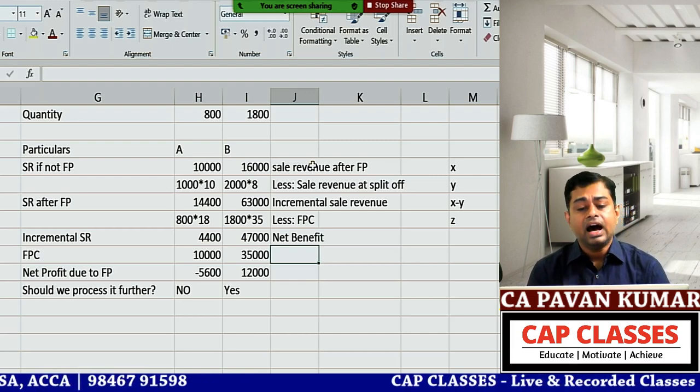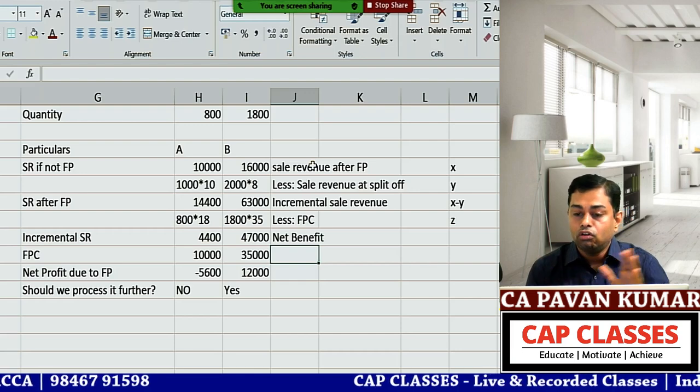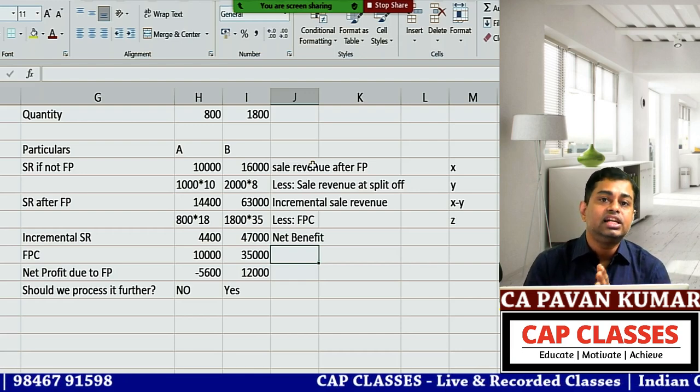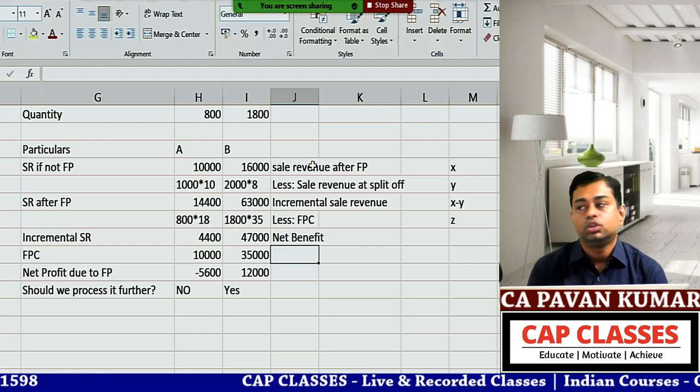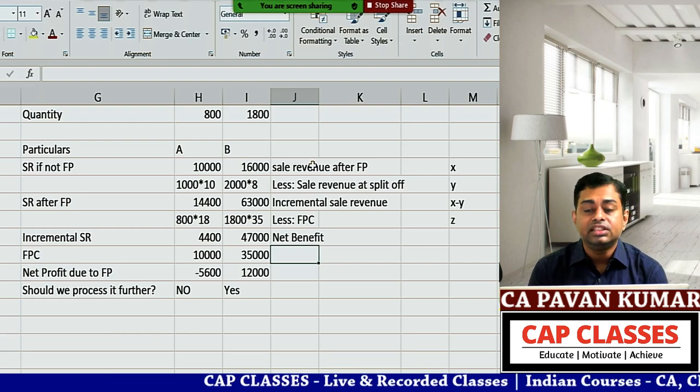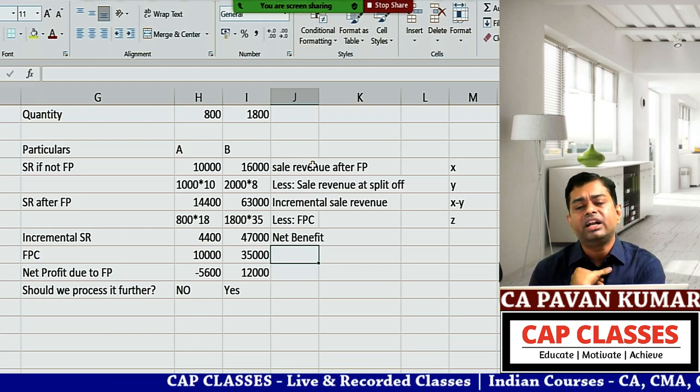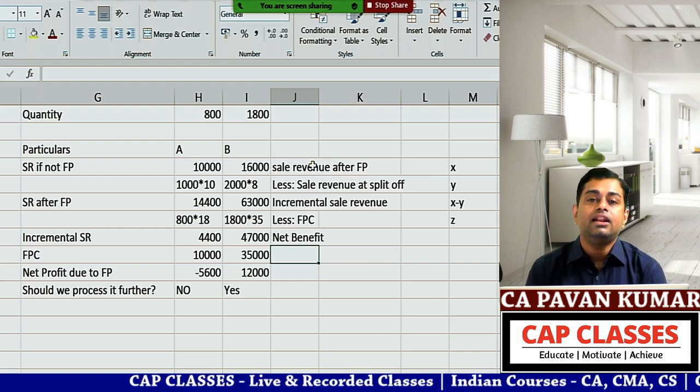Now we are done with the whole universe of theory in this chapter. We will do some quick problems. There are some 7-8 problems in the ICAI study material. Fatafat, we'll complete everything. Shall we go ahead?